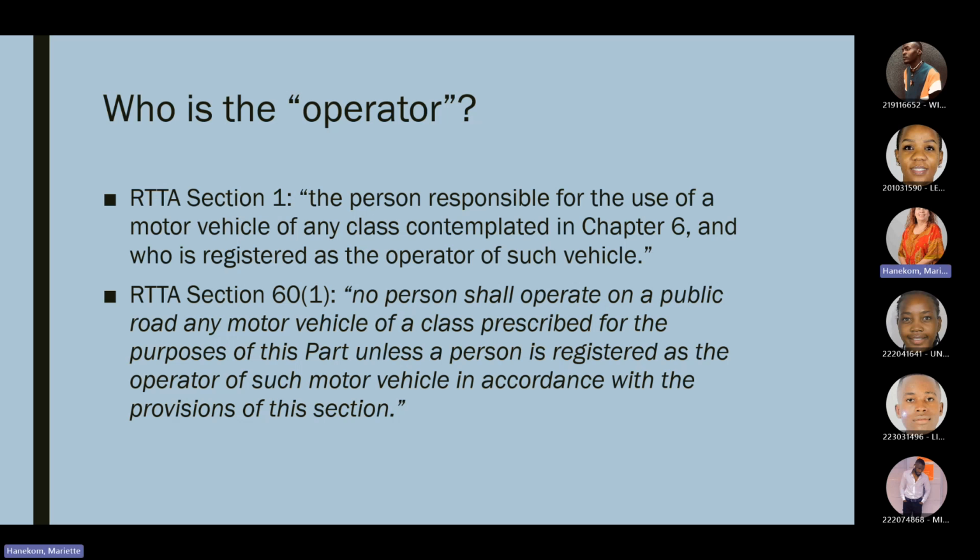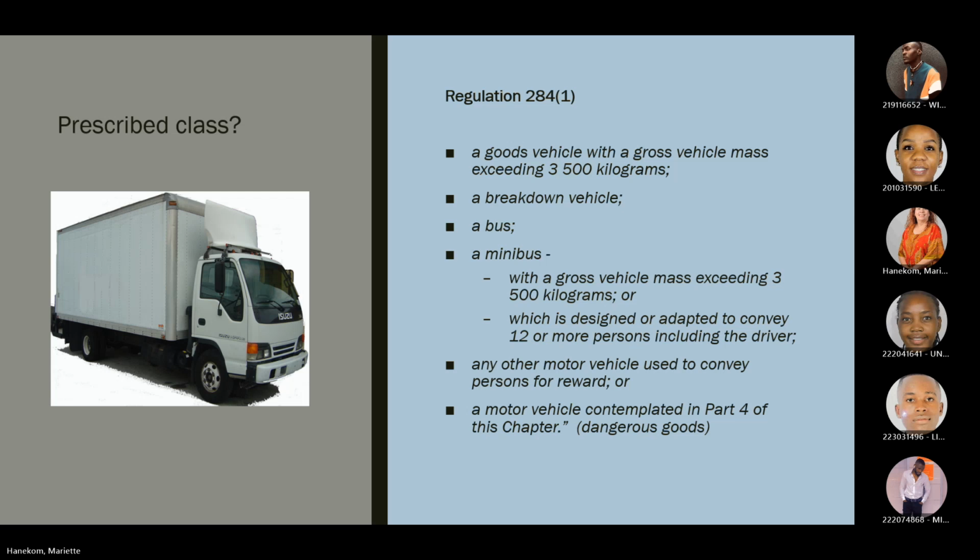Now, to find out the details of that class, we need to go to the regulations. The regulations tell us what is meant by a motor vehicle of a class prescribed. Regulation 284, you don't need to remember the number, refers to the prescribed classes of instances where an operator must register. Regulation 284 states that an operator must be identified and registered in respect of a goods vehicle with a gross vehicle mass exceeding 3,500 kilograms, a breakdown vehicle, a bus, or a minibus with a gross vehicle mass exceeding 3,500 kilograms, or which is, irrespective of its GVM, designed or adapted to convey 12 or more persons, including the driver.